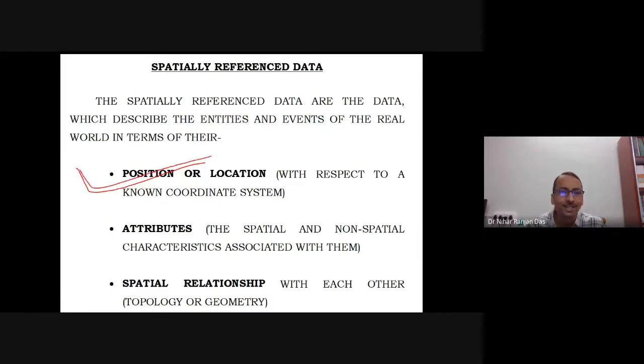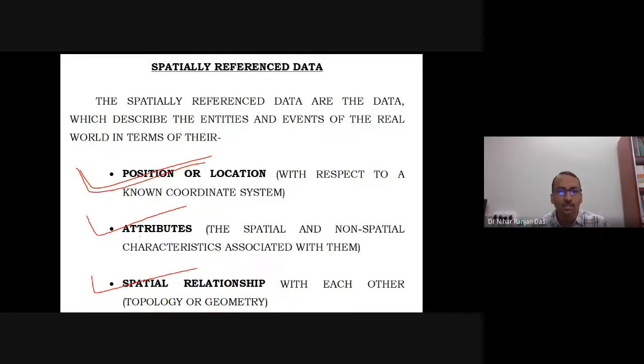And the second is its attributes. Apart from location, all other descriptions are called attributes. And another thing is its spatial relationship with other spatial objects and phenomena. Let it be NH5. It is lying within Bhubaneswar, the containment within Bhubaneswar I am describing. This spatial relationship of this NH5 with Bhubaneswar is containment. Within Bhubaneswar it is existing. So this spatial relationship or geometrical relationship is also called topology.